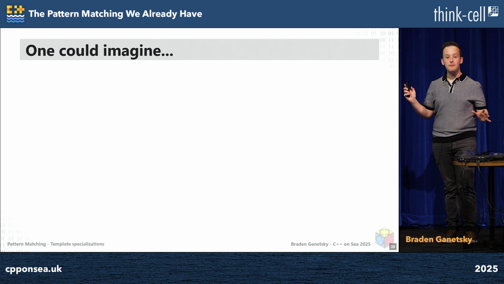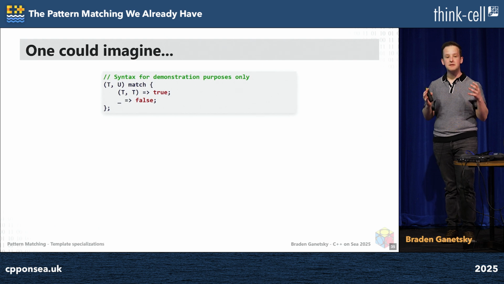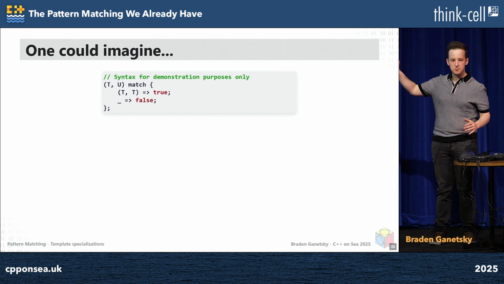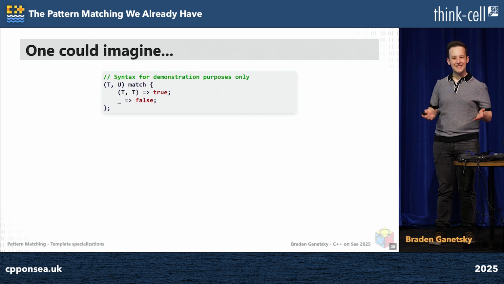Okay, so one could imagine some syntax. This syntax does not exist. You could imagine it exists. I'm basing this on Michael Park's paper. So you have some types, T and U, demonstration purposes only. You have the match keyword. If they are the same, if they are both T, then it's true. Otherwise, false. We can't write this, but we can write something similar.